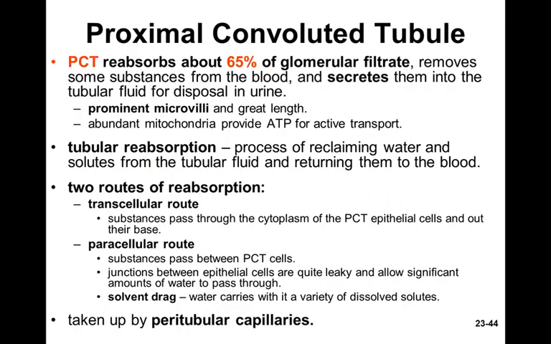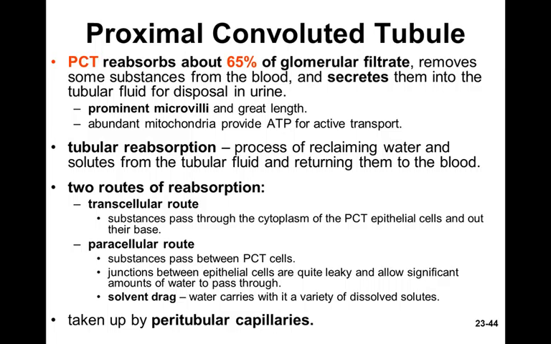So let's talk about the PCT first. The PCT reabsorbs about 65% of the filtrate. It removes some things from the blood and secretes them into the fluid for disposal into the urine. Now, that's a lot of reabsorption. So the PCT does the majority of reabsorption. Remember, it's long. It has those microvilli, which increase surface area, allow it to do more reabsorption. There's a lot of mitochondria in the PCT to provide the ATP that must be present for active transport.